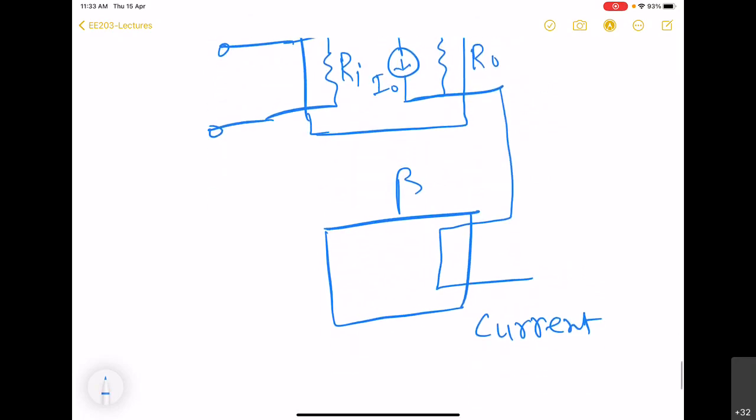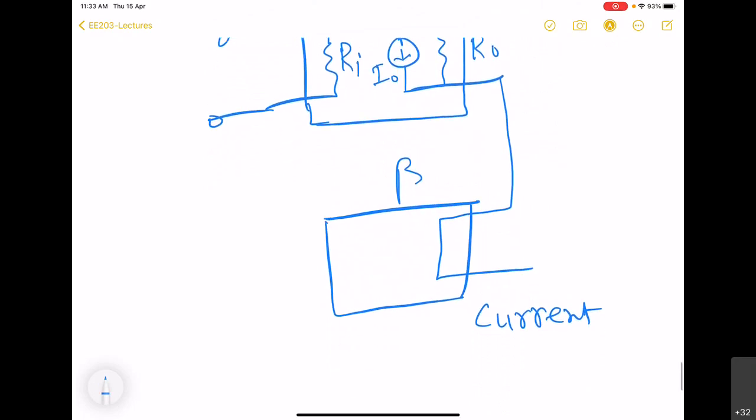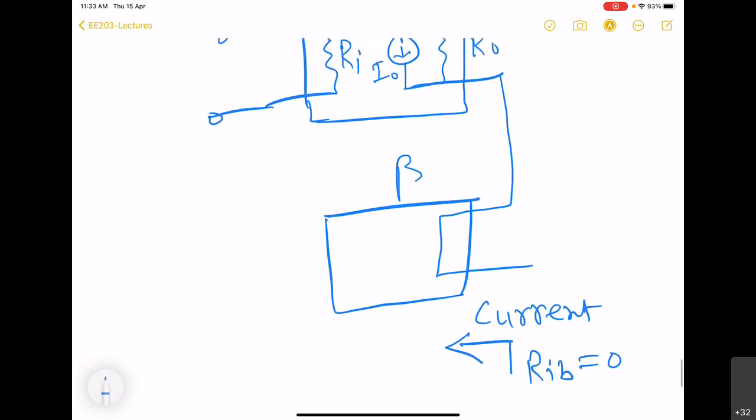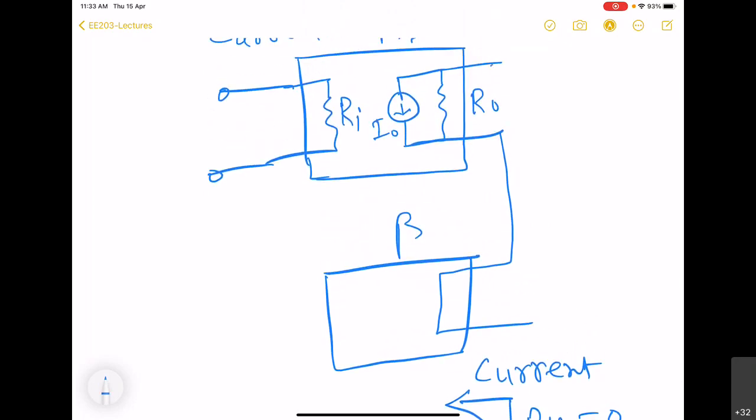And for an ideal current sensor, the input impedance of this beta network should be equal to 0. So we will assume an ideal feedback network and a practical amplifier.